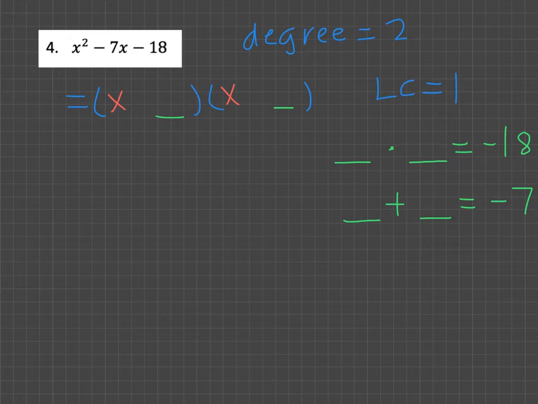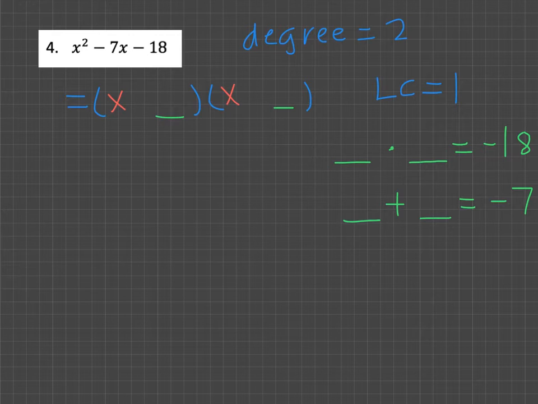Okay, so we need these two numbers. Well, we can kind of play around with the different things that multiply to negative 18 and add to negative 7. Well, we've got 3 and 6, which if one of those is negative, it'll multiply to negative 18, but they won't add to negative 7.